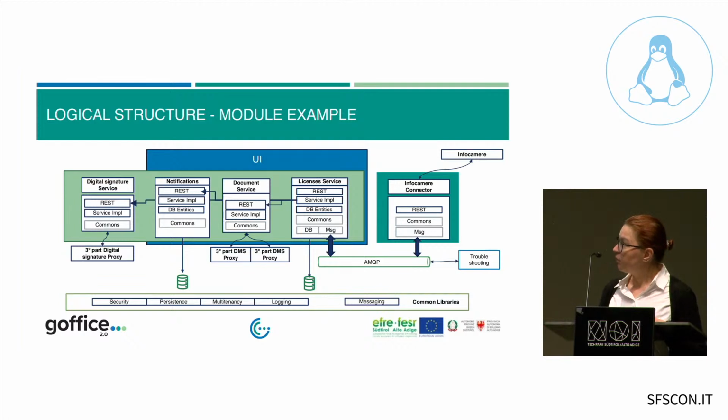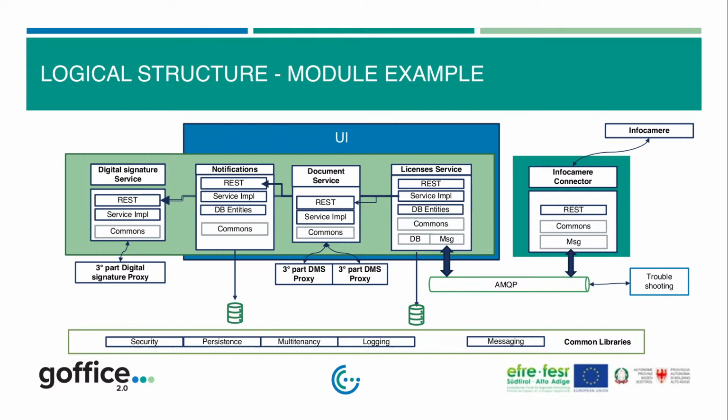This is an example of a logical structure. This is our license module. You see there is a connector, the Infocamere connector, which is a different green, external from our control, that communicates via AMQP to our license service.